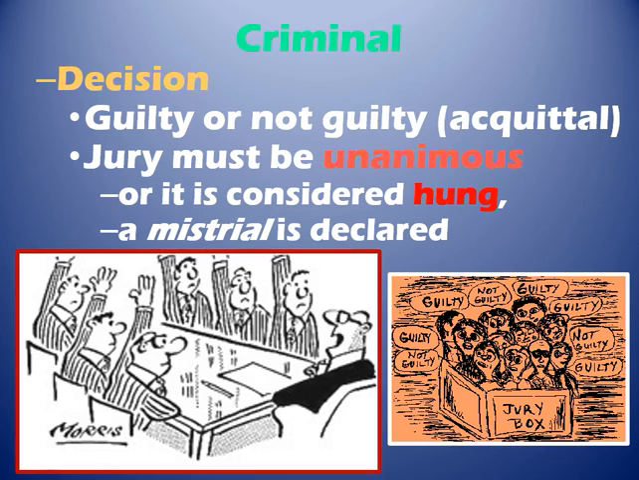If all the jurors cannot agree with each other, then we have what is known as a hung jury. When the jury doesn't agree with each other, that's called a hung jury. And if we have a hung jury, then we declare a mistrial. Now, a mistrial doesn't mean you're guilty. It doesn't mean you're not guilty. It just means that the jury couldn't reach a decision, and there's a chance that we're going to have another trial, and we're going to try the case all over again.